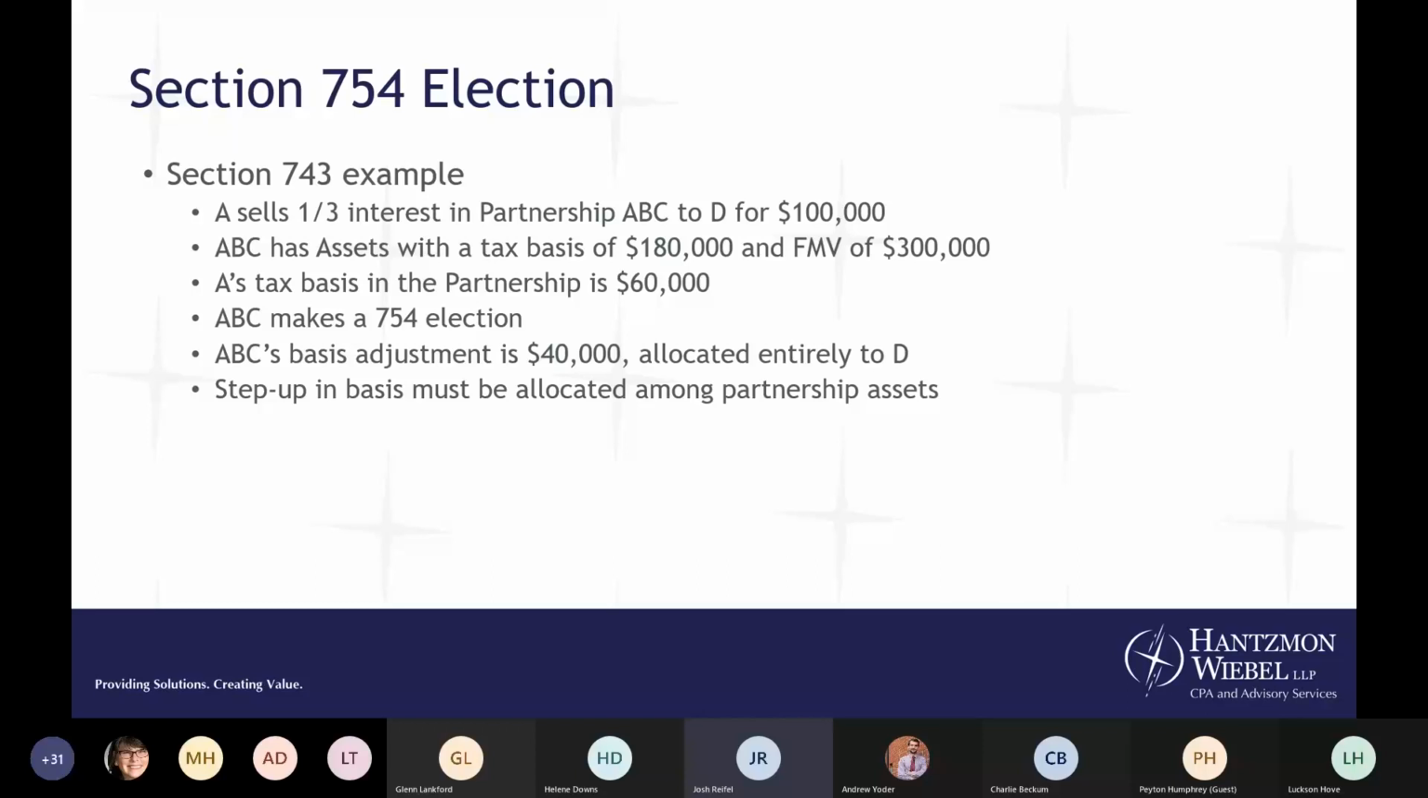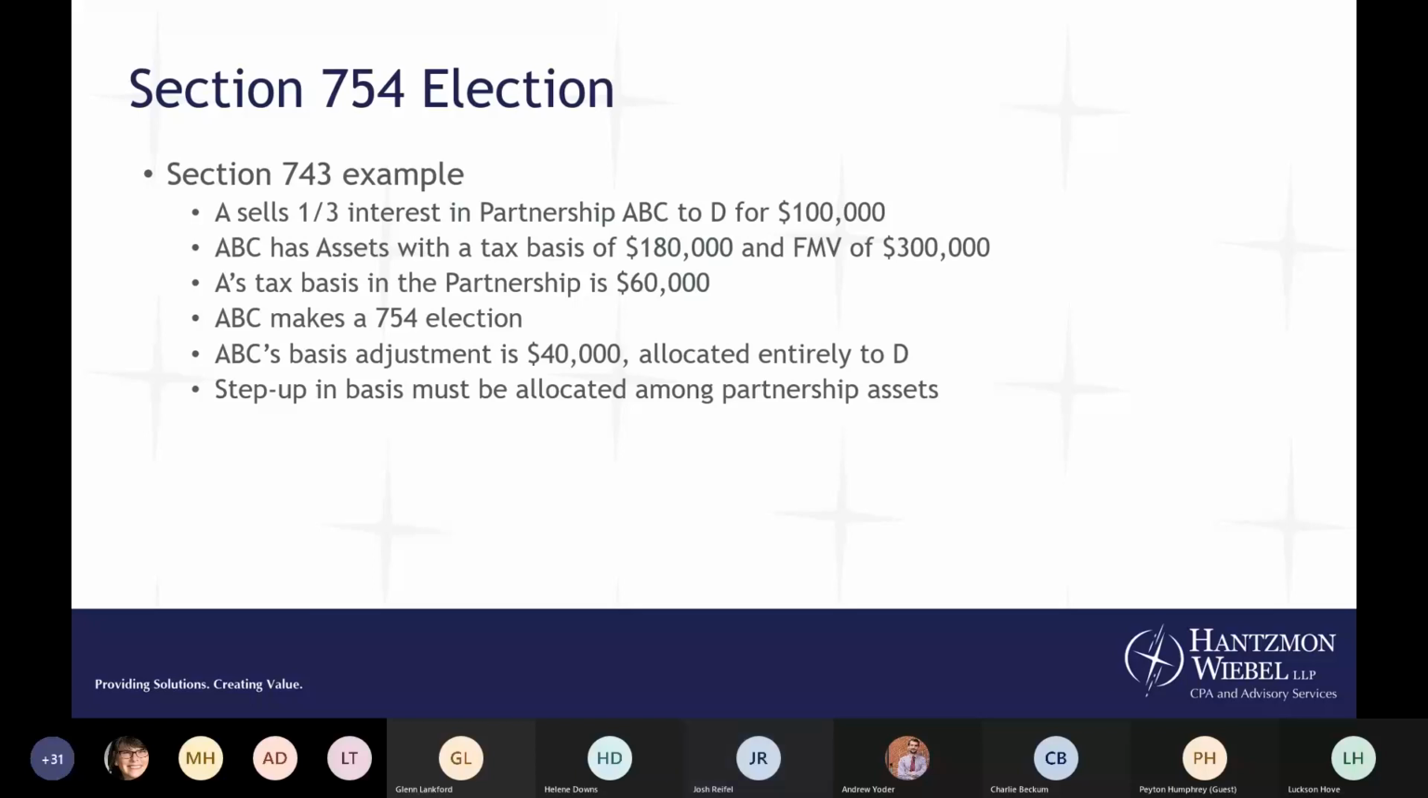So that would make sense why A is selling a 1/3 interest for $100,000. So that's the fair market value, 1/3 of the full fair market value. All right, so A's tax basis in the partnership is $60,000. That's 1/3 of the overall tax basis of $180,000. So what you have in effect is D paying $100,000 for something with a basis of $60,000.